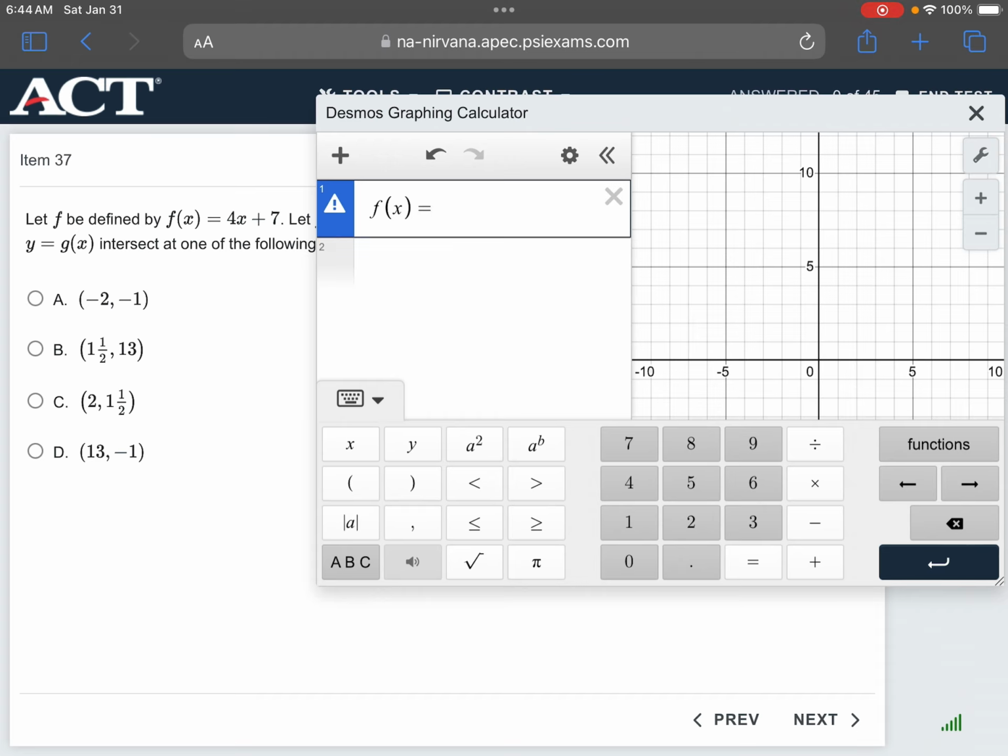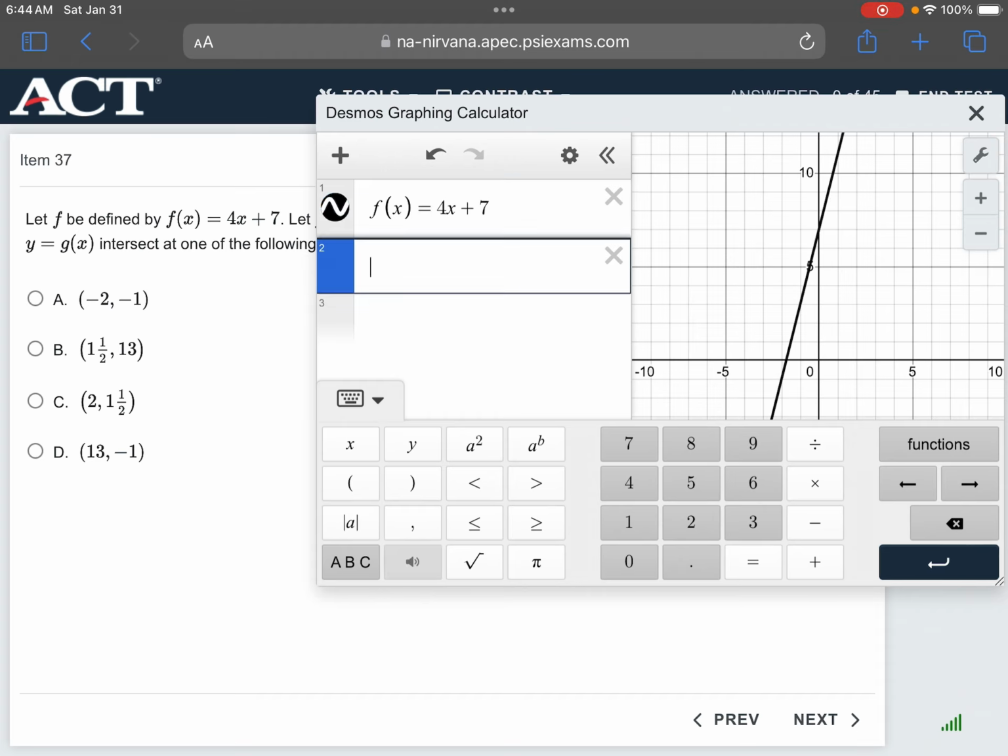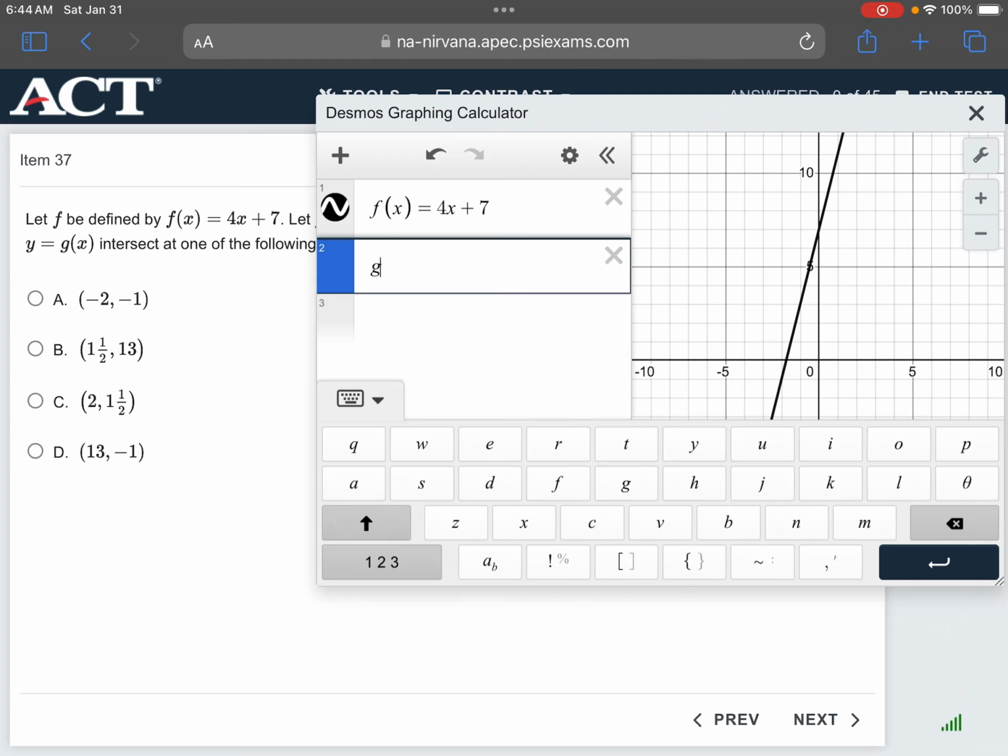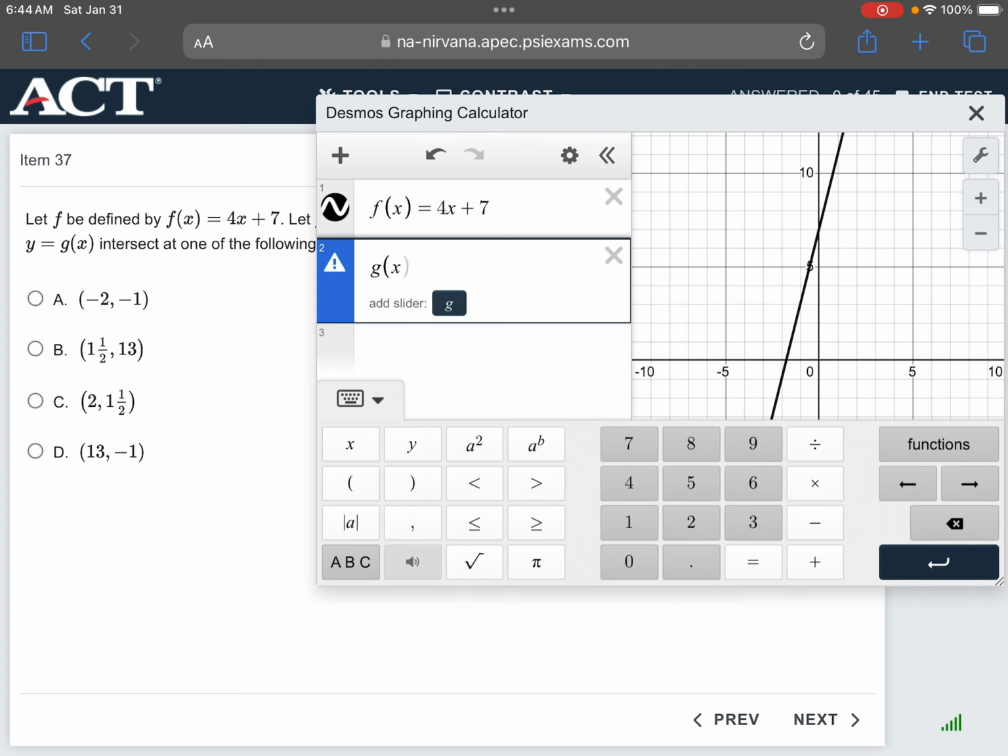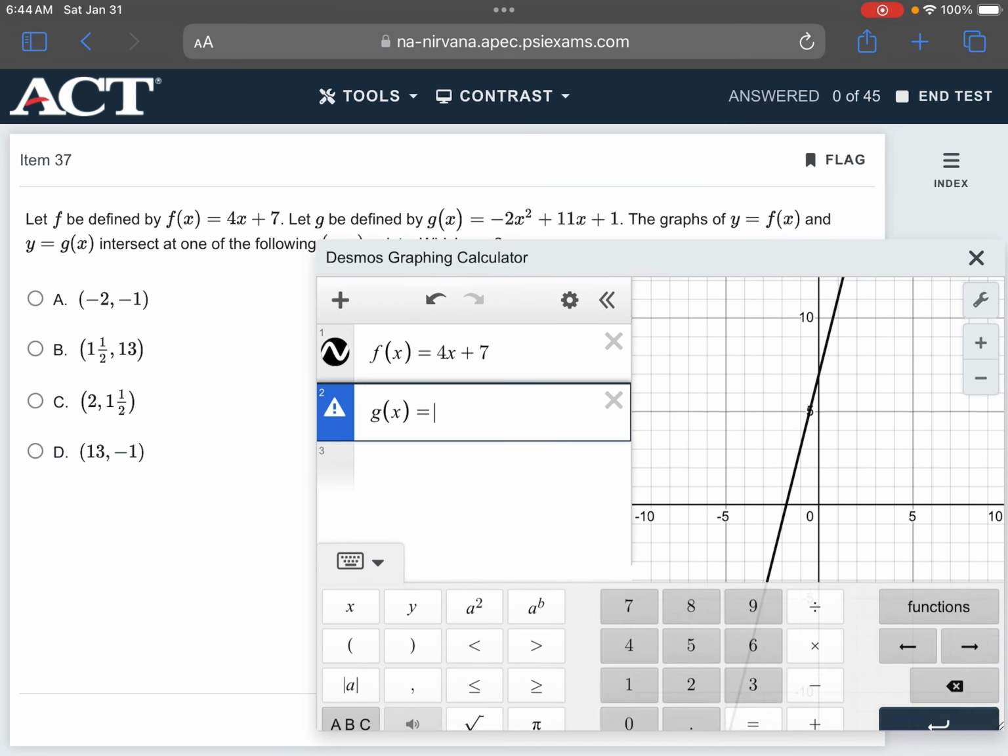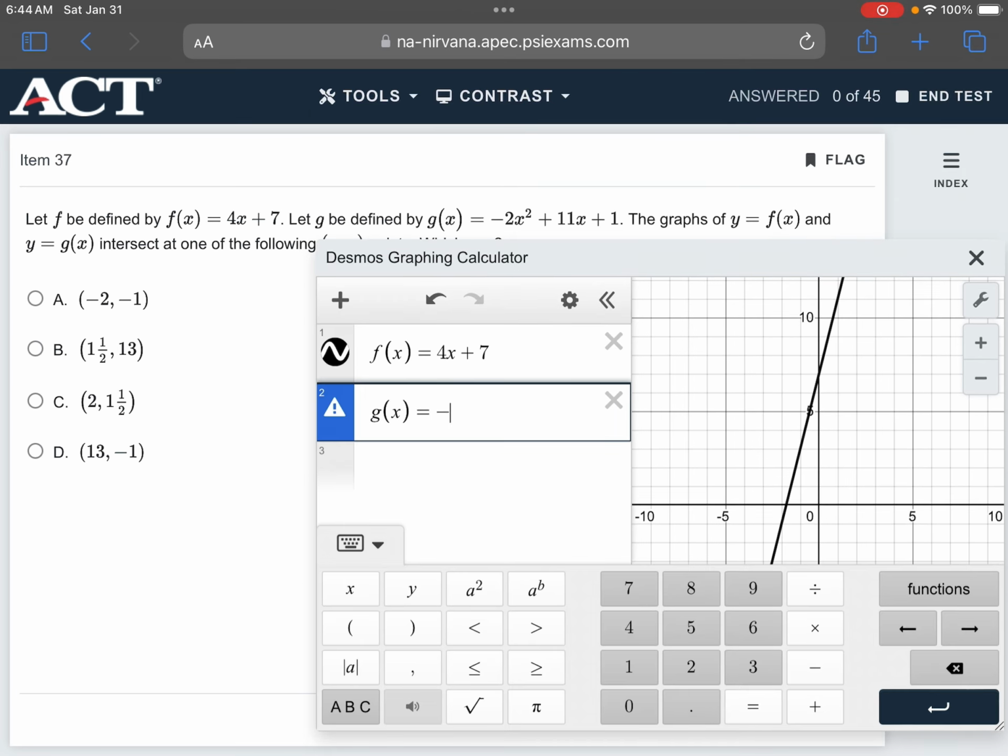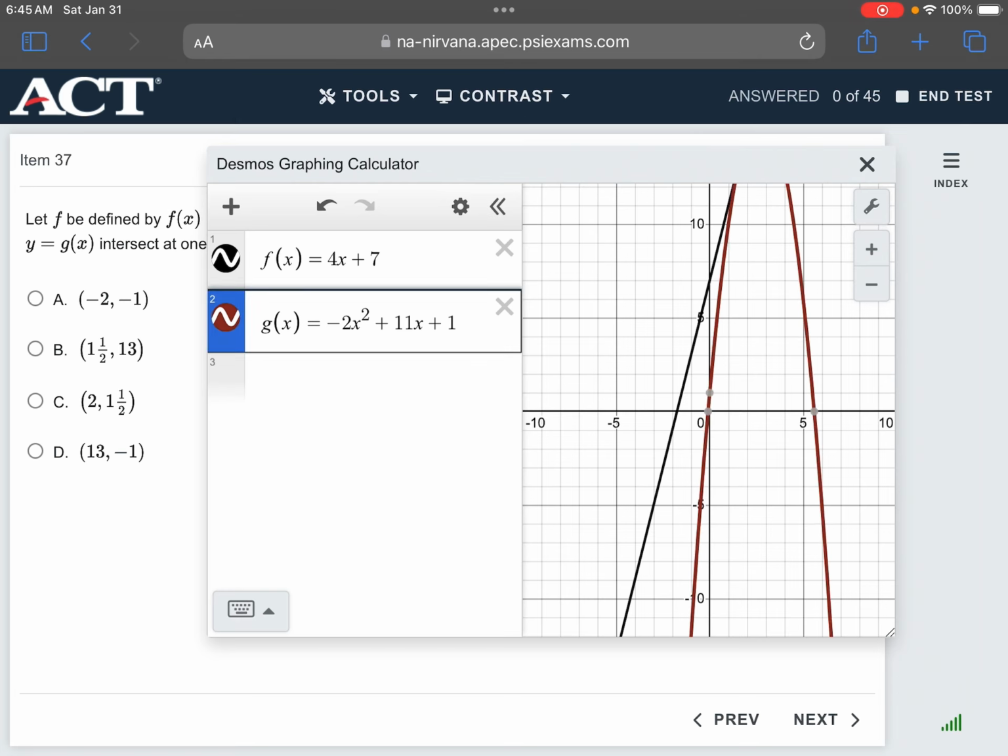So f of x equals 4x plus 7, and then g of x equals negative 2x squared plus 11x plus 1. All right, so let's look and see where these intersect. So I make this a little bit bigger.